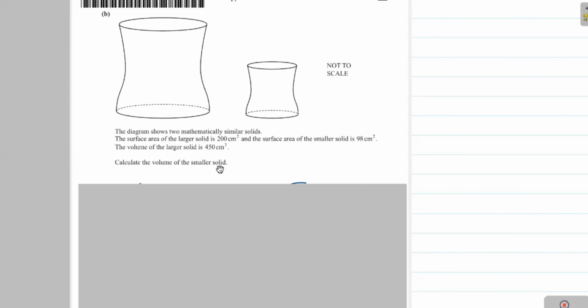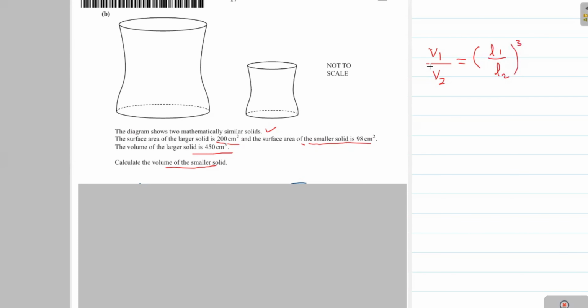Part B, the diagram shows mathematically similar solids. The surface area of the larger solid is 200 centimeters squared. The surface area of the smaller solid is 98 centimeters squared. The volume of the larger solid is 450 cubic centimeter. We have to calculate the volume of the smaller solid. Now, if we suppose that the volume of the smaller solid is V1 and the larger solid is V2, we can write V1 over V2, and this value is equal to L1 over L2 whole cube.